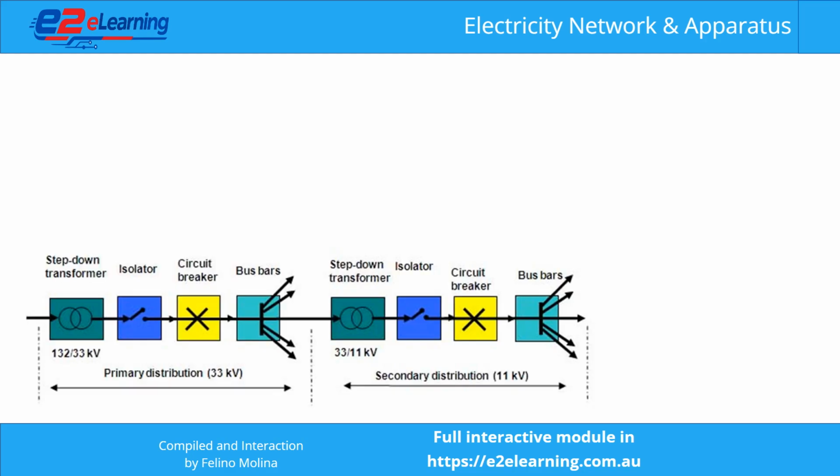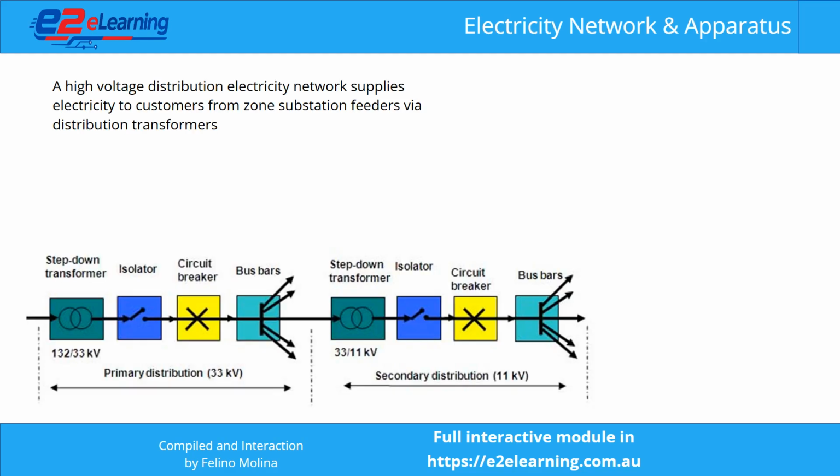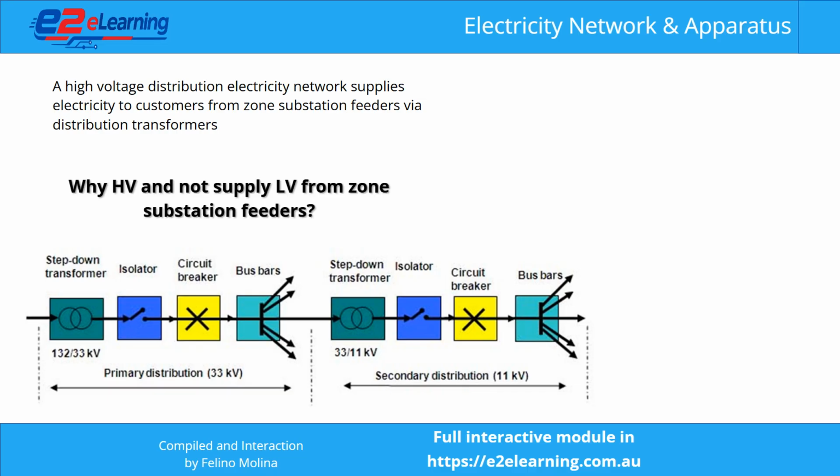The figure below shows a high-voltage distribution electricity network that supplies electricity to customers from zone substation feeders via distribution transformers. Why HV and not supply LV from zone substation feeders? High-voltage distribution allows the same power to be transferred at much lower current.